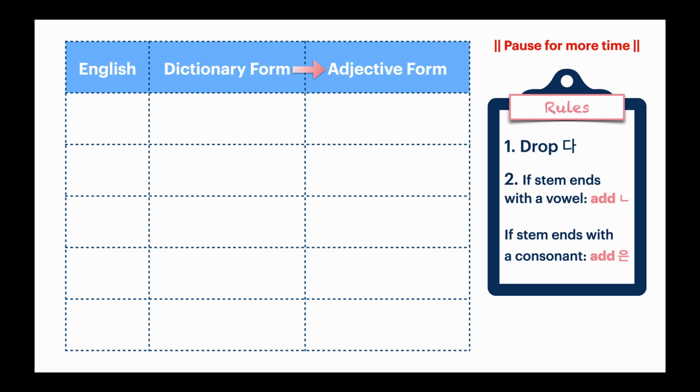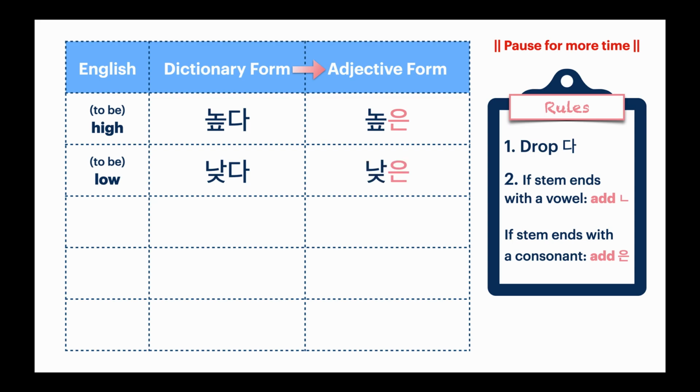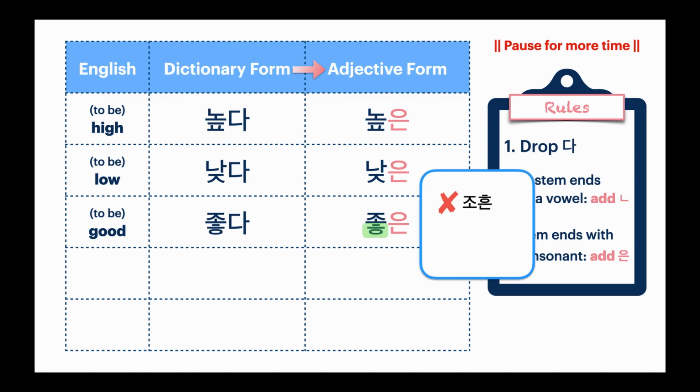And 5 more before we move on. 높다, to be high. 높은. 낮다, to be low. 낮은. 좋다, to be good. 좋은. I found this one a little hard when I was first learning, but ㅎ is a consonant, so we will add 은. But the pronunciation is not 좋은, but rather just 좋은.